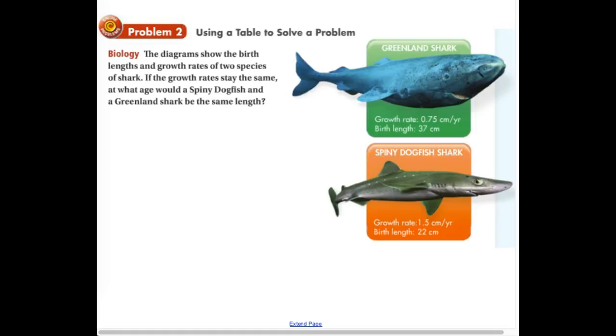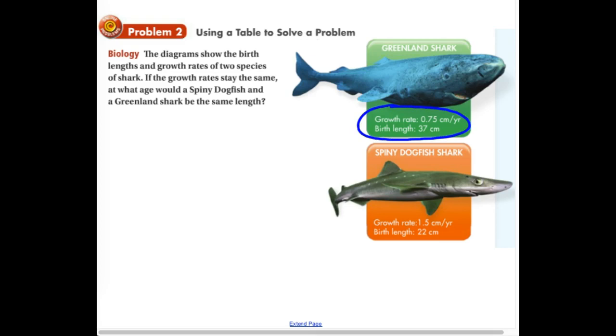All right, our next example. This one says we're going to use a table to solve the problem. It says the diagrams show the birth lengths and growth rates for two species of a shark. If the growth rates stay the same, at what age would a spiny dogfish and a Greenland shark be the same length? So over here by the pictures, you'll notice they've given me a growth rate and a birth length.